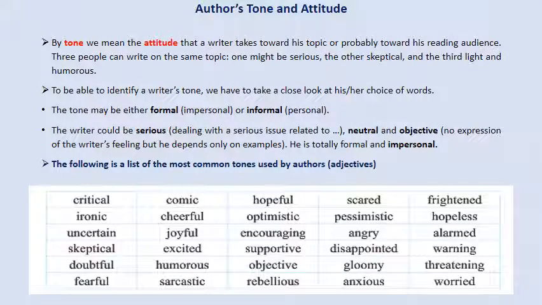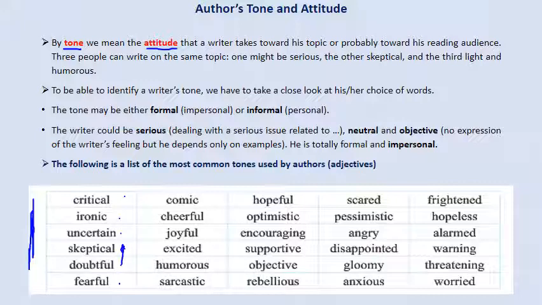Okay, now we have reached author's tone and attitude. As you know from before, both words mean the same. The attitude is the way the author thinks, the author's point of view about the issue at hand or the concept discussed. Now, when you want to tell me the author's attitude or tone, you need to use an adjective. The following are the lists of the most common tones that we use. Could be critical, ironic, uncertain, skeptical, doubtful. Those mean the same, of course.